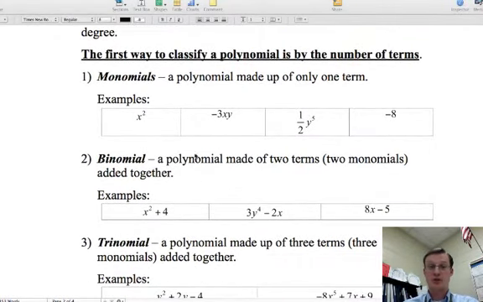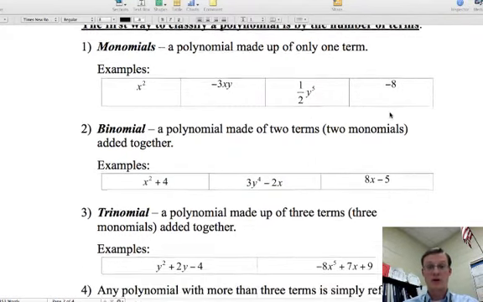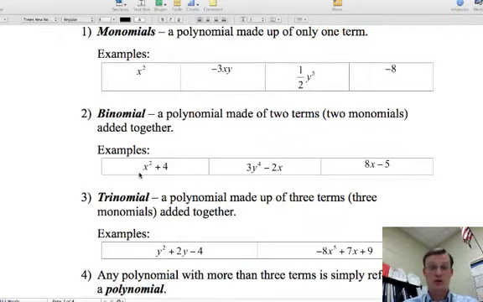First, let's look at the number of terms. Here we have one term, that's a monomial. Again, there's no addition or subtraction, so that's a monomial. No addition or subtraction, monomial. Same thing here. We have a binomial. There's one, two monomials, separated by addition or subtraction.